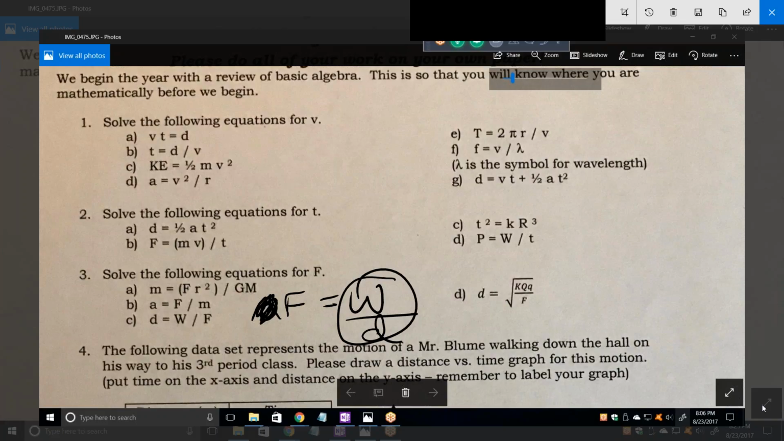Okay. Now, this one's a little different. The variable I'm trying to solve for is in the denominator. So I eventually want to get it into the numerator, but all of this is under a radical sign too. So it's not so easy to get it into the numerator directly, immediately. We have to square both sides first. If I square both sides, then I get D squared equals KQQ.